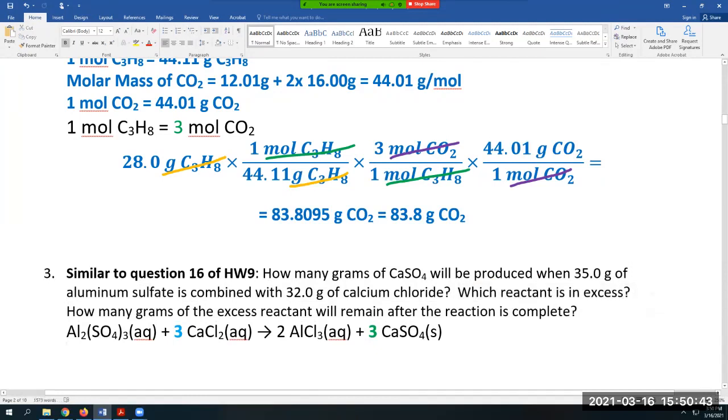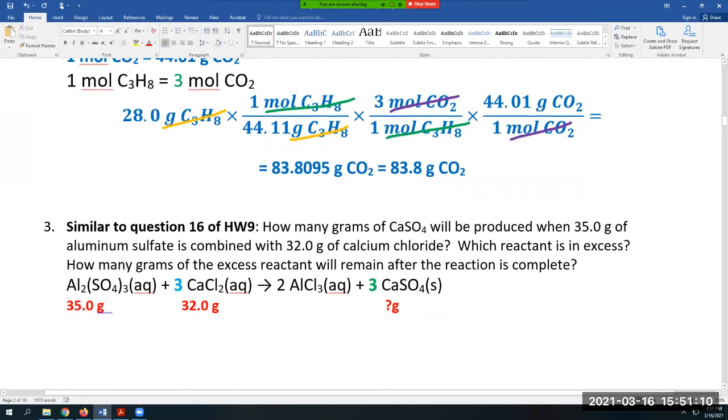So we have this chemical equation. It's provided for you here, and it shows how aluminum sulfate reacts with calcium chloride to make aluminum chloride and calcium sulfate. So calcium sulfate is a product. So we are looking for how much product here is made. And so let me move here the initial values we have. We have the 32 grams of calcium chloride here, and then the 35 grams of aluminum sulfate here. So those are the two reactants, and we have different masses for each of them.